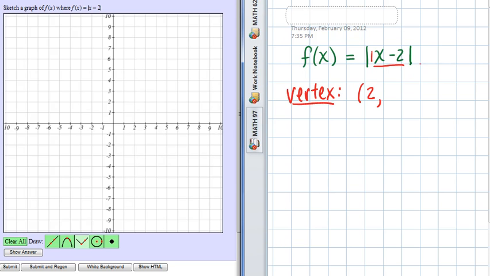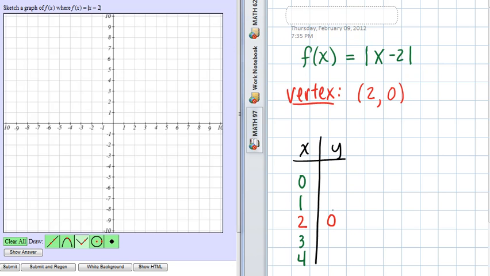The y value, I look to see outside the absolute value function if anything's being added or subtracted. And in this case, since there's not, I know that my vertex is not going to shift up or down. If there is something outside, a plus shifts it up and a negative shifts it down. So now I've got my vertex.